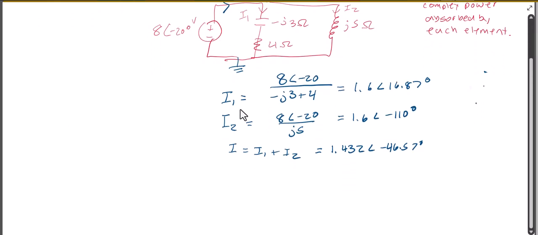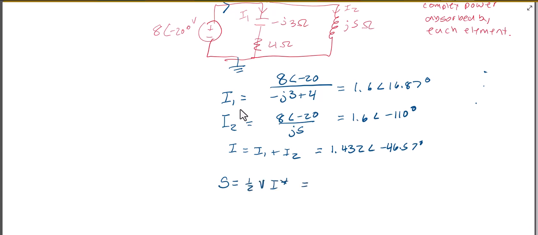Alright, so now to get the complex power for the source, so the complex power will be 1/2 V I conjugate, which will be 1/2 8 angle -20 times 1.432 angle positive 46.57 degrees.